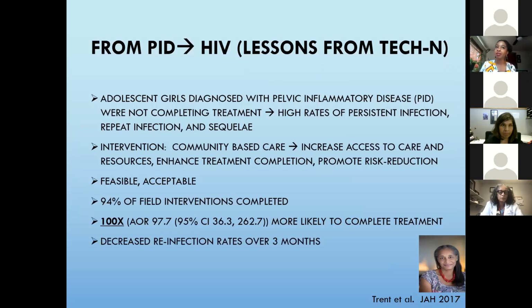So I approached Maria and said, if this worked for PID, many of our kids with HIV are very similar in terms of background, marginalized population, et cetera. Let's try to do this for HIV. And luckily, Maria worked with me and we were able to get this funded.